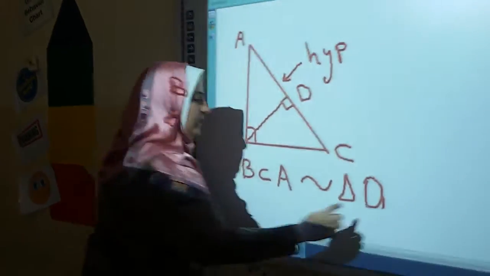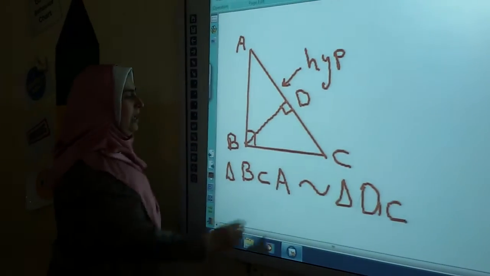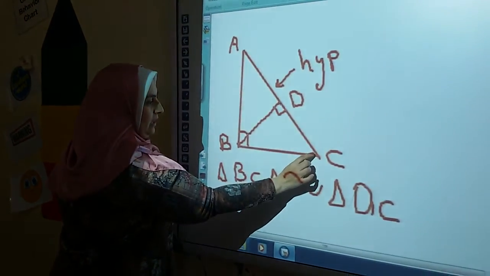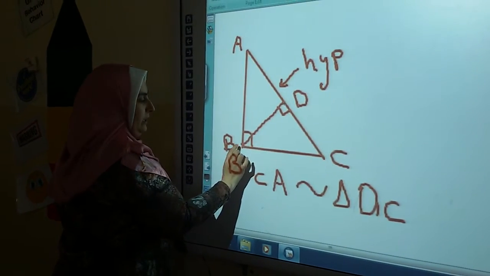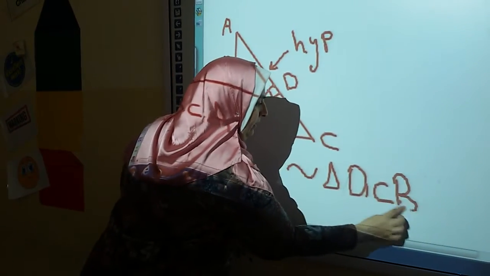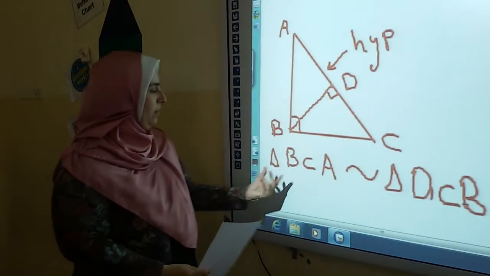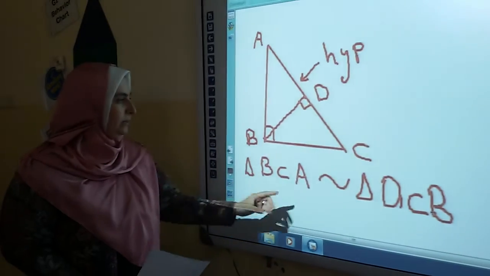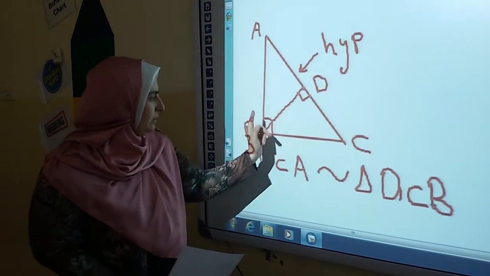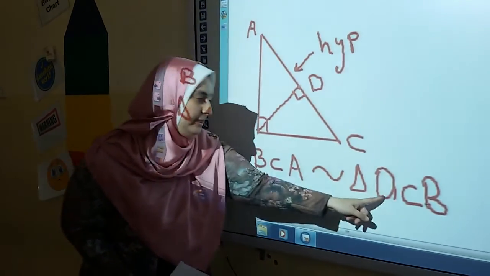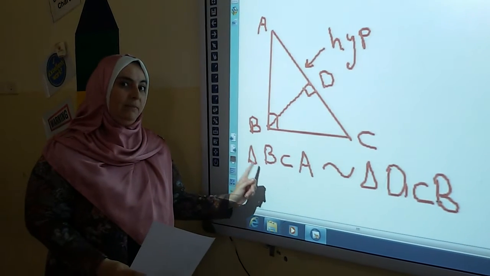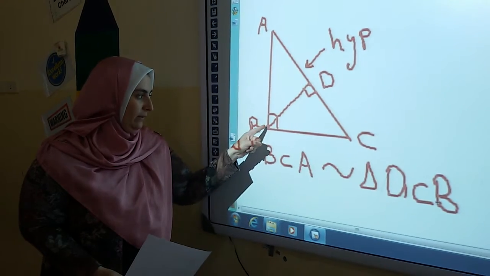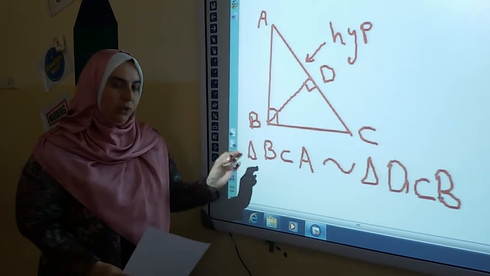So I'm going to take C after this. Then I said what? Let's repeat it. D, C, and what's the last vertex? It's B. Excellent. So now the triangle BCA, which is the big one, is similar to the small one, which is DCB. Why did I start with D? Because I'm leading my similarity from the right triangle, from the vertex of the right angle.